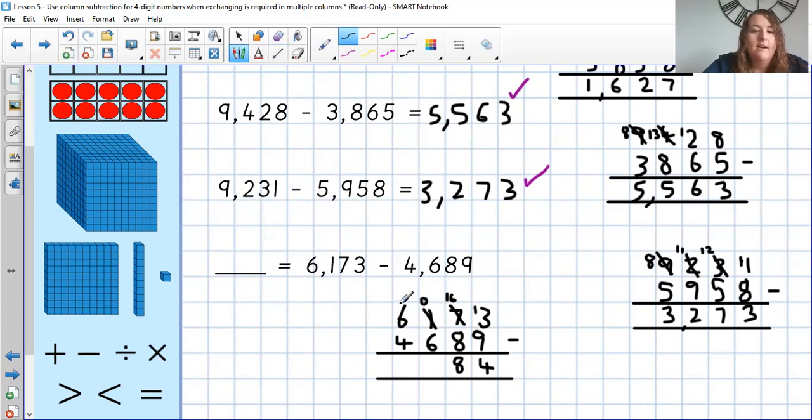Can't do that either. Crossing out my 6 in the thousands to leave a 5. And my 1 goes next to my 0. So I've now got 10 hundredths. And 10 take away 6 is 4. And finally, 5 take away 4 I can do, which is 1. So again, lots of exchanging there.